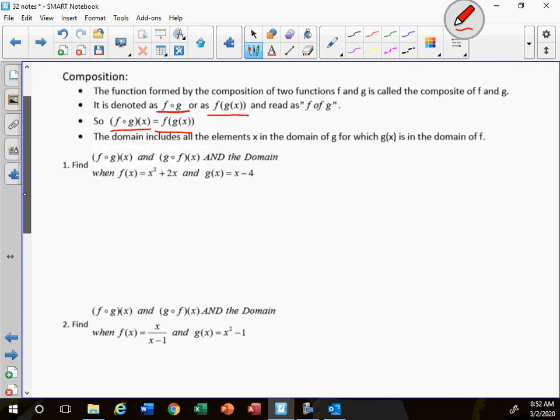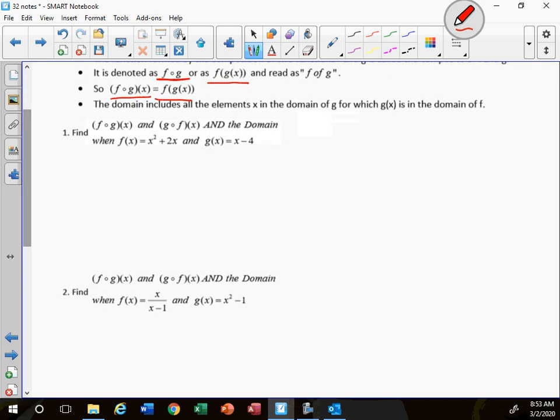So let's go through the first example here. I'm asking you to find f of g of x and g of f of x, and then state the domain for both. So let's go through f of g of x first. Now guys, when you're doing these, please label for me what you're doing. Don't just start substituting a bunch without telling me if it's f of g of x or g of f of x. Okay, your notation matters.